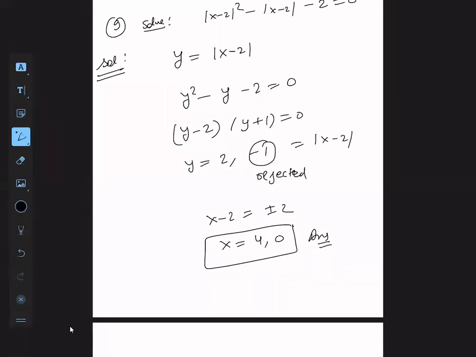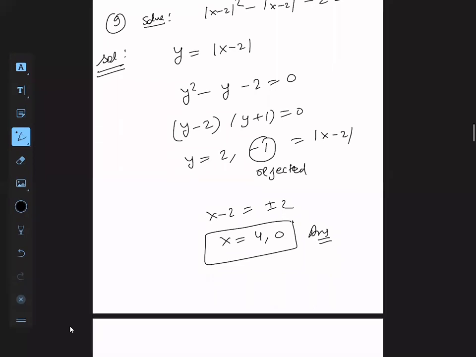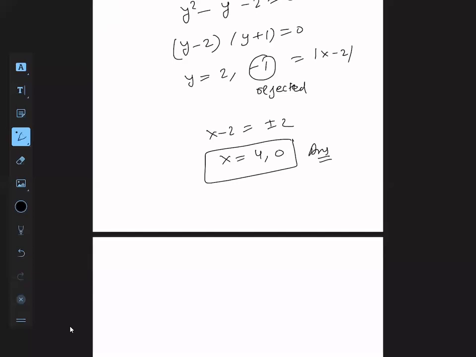Minus 1 is rejected because modulus of x minus 2 cannot be negative. Modulus is always a non-negative expression.